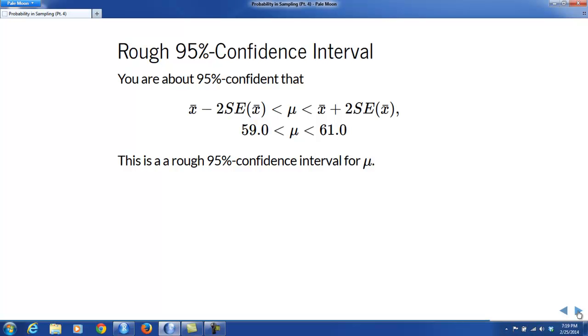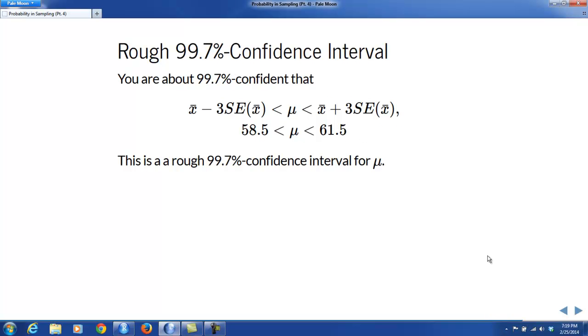You can make a rough 95% confidence interval for the population mean mu. You can say that you're about 95% confident that mu is bigger than x bar minus 2 standard errors and less than x bar plus 2 standard errors. Now 2 standard errors is 2 halves, that's 1. And so you're 95% confident that mu is somewhere in between 59 and 61.